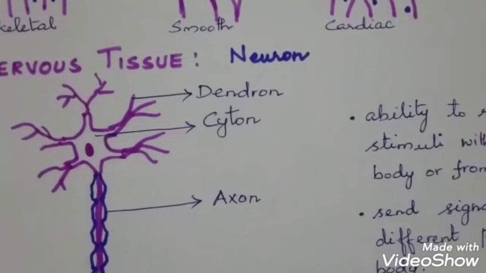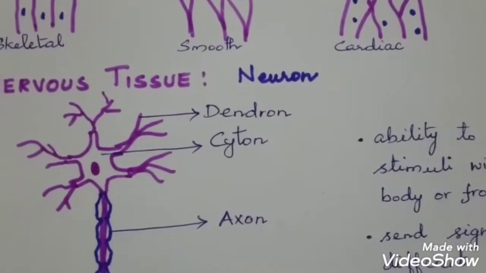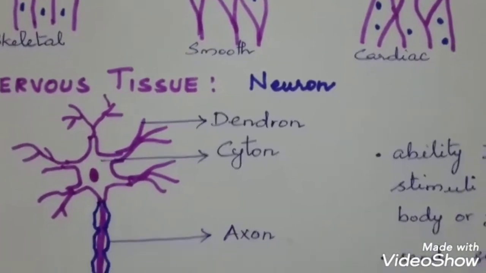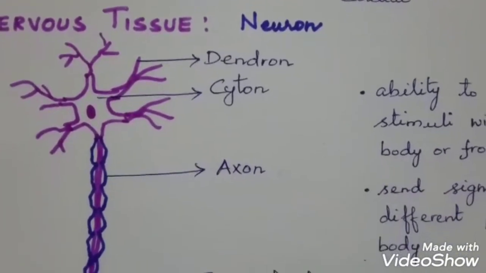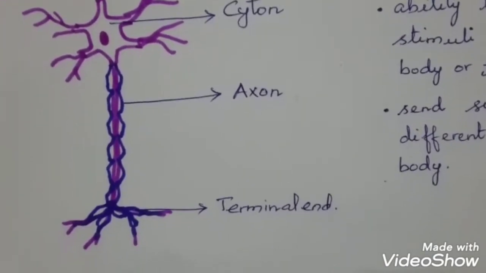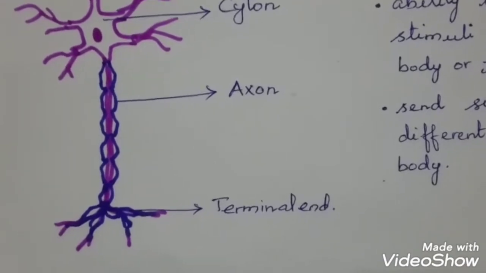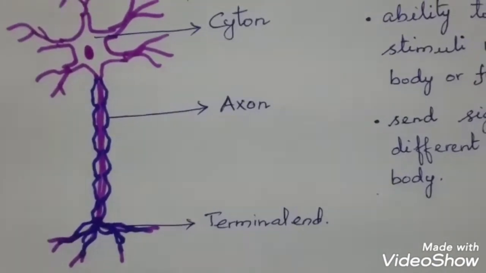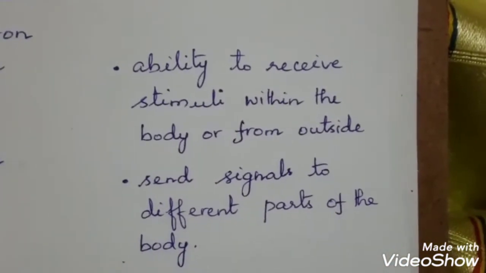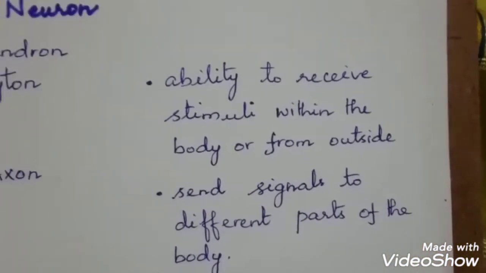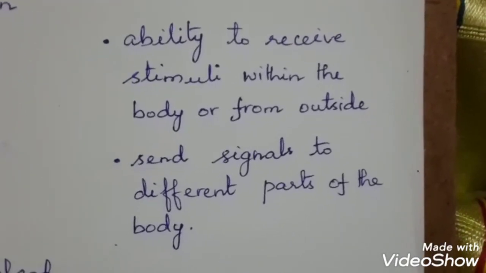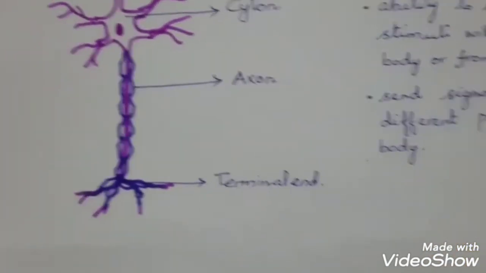Cyton is nothing but the cell body, which is profusely branched into dendrons. One of the dendrites extends down and forms the axon. The axon is covered by the myelinated sheath and it is terminated into synapses. The ability to receive stimuli within the body or from outside is done by these neurons. They also send signals to different parts of the body.